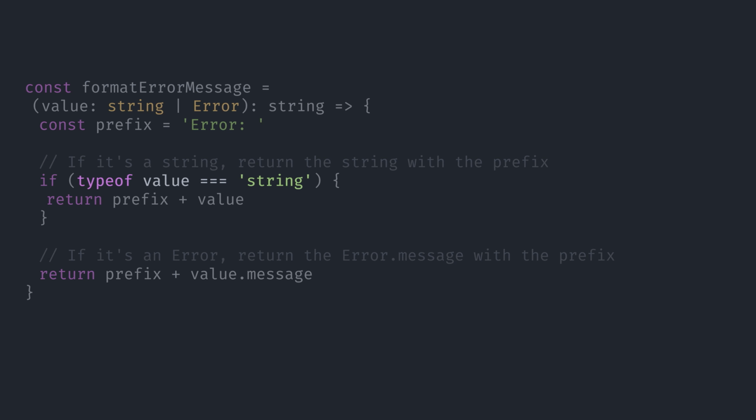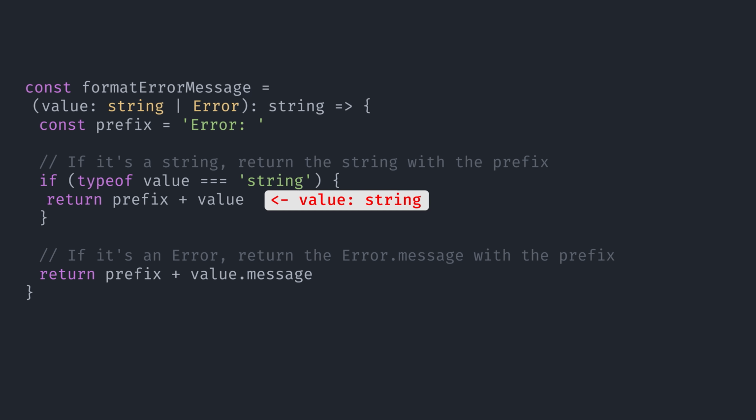What's happening here is that the typeof value equals string statement is acting as a type guard for a string. TypeScript knows that the only way for the code inside that if statement to run is if value is a string, so it narrows the type down to string inside the if block. Since we're returning something, value can't be a string after that if statement, so the only type left is error.